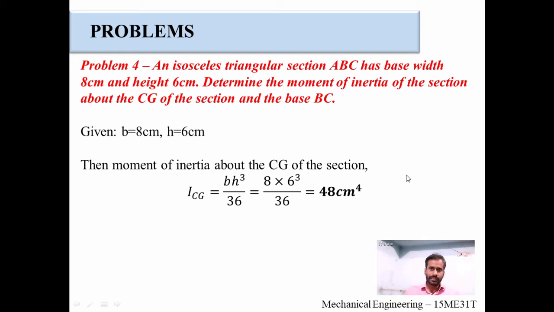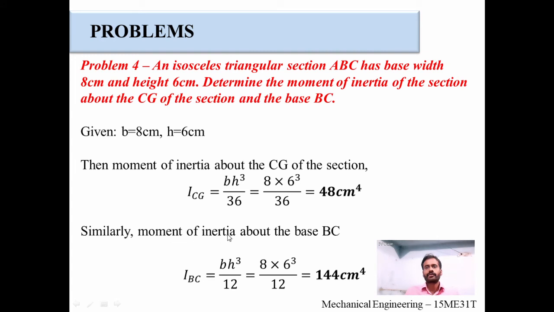The moment of inertia about the CG of the section, ICG, is equal to BH cube by 36, which is equal to 8 into 6 cube divided by 36. Substitute the B and H values, we will get 48 centimeter to the power 4. So this is one case. And in the second case, we have to calculate the moment of inertia about the base. To calculate about the base, we have the equation IBC is equal to BH cube by 12. Substitute the values of B and H as 8 and 6, you will get 144 centimeter to the power 4.